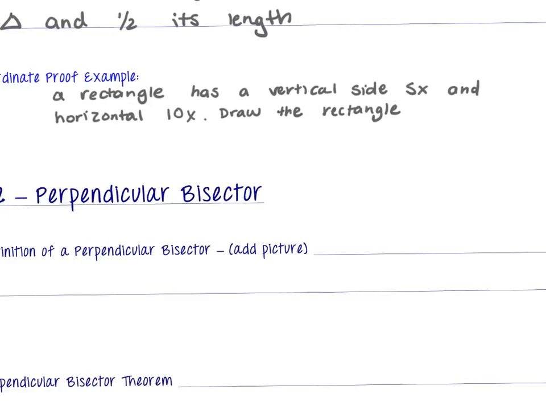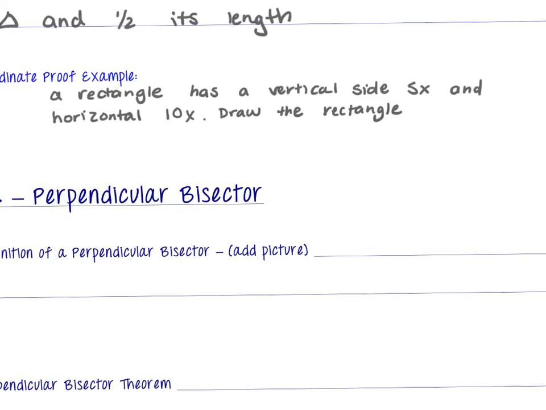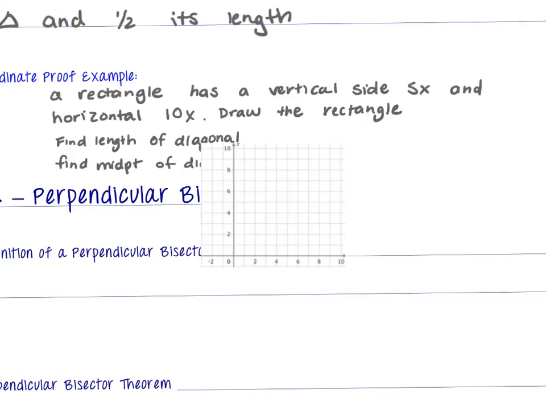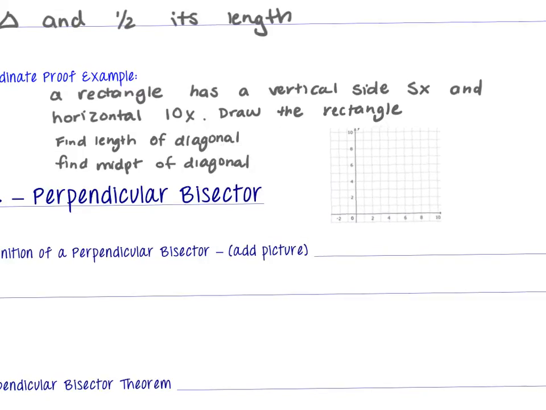So it could ask you to draw the rectangle. It could ask you to find the length of a side, or find the length of a diagonal, maybe, or find the midpoint of a side or of a diagonal. Okay, these are all different. And then you'd be given a coordinate grid. And distance or length, it would be the distance formula.